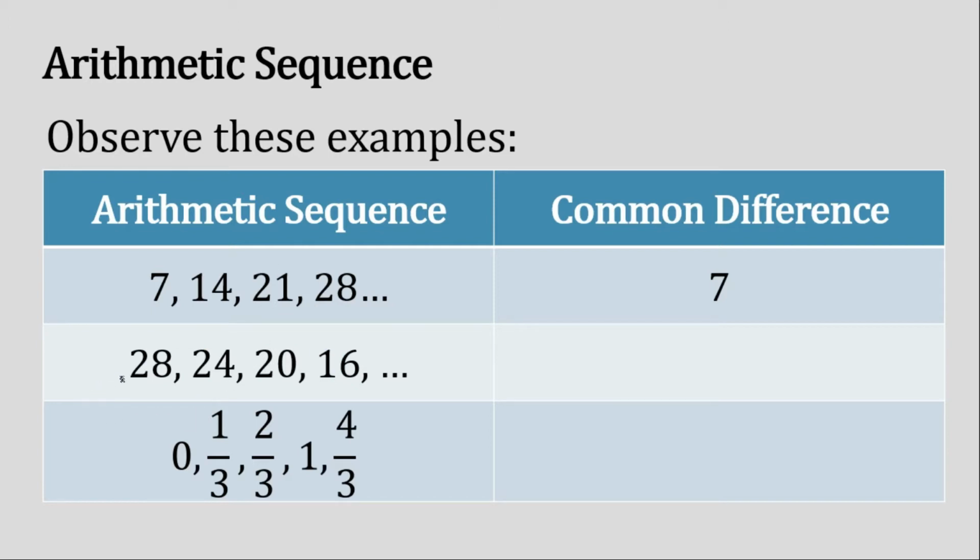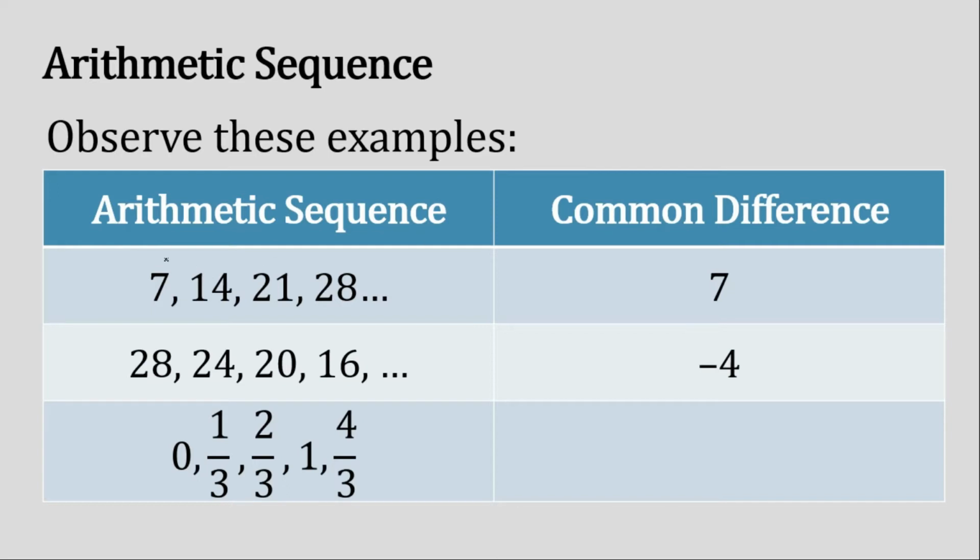On the next example, 28, 24, 20, and 16, and so on, it is also an arithmetic sequence with a common difference of negative 4. Let's try to do that. 24 minus 28 is negative 4. 20 minus 24 is negative 4. 16 minus 20 is negative 4. So therefore, the common difference of this sequence is negative 4.